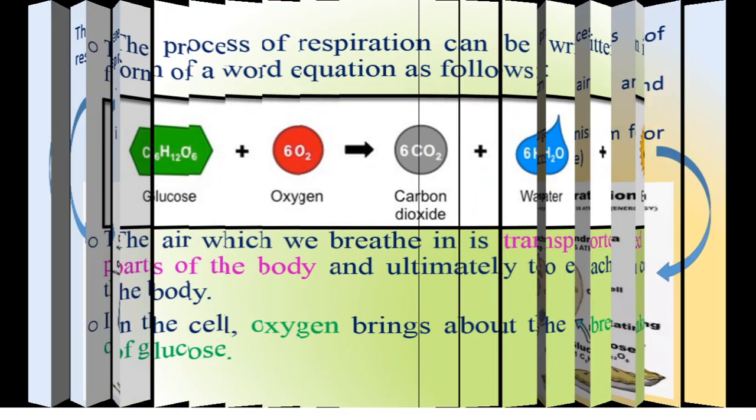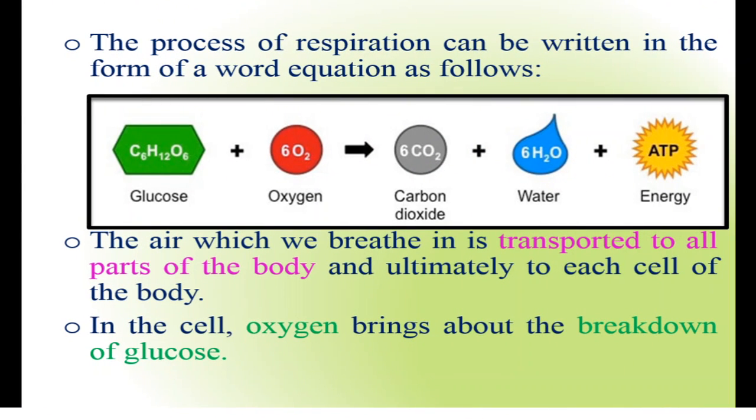Next, the process of respiration can be written in the form of a word equation as follows: glucose, C6H12O6. Glucose reacts with the oxygen we respire and gives energy, ATP. Energy in the form of ATP, adenosine triphosphate, and carbon dioxide and water are the waste materials.